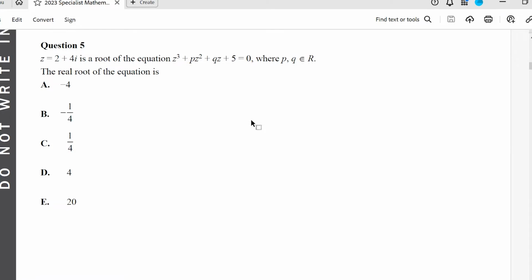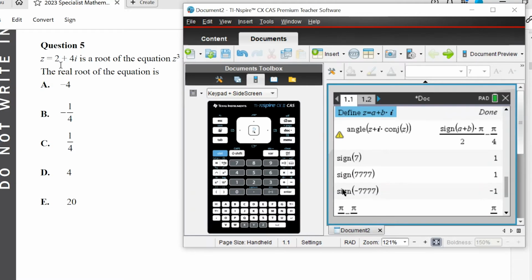Question 5, 2 plus 4i is a root. And we want to find the real root. So we can use the conjugate root theorem because all the coefficients are real numbers. So 2 plus 4i is a root, 2 minus 4i would be a root. We only have one more root. So what I will probably do here is I know that the factors will be z minus 2 minus 4i.